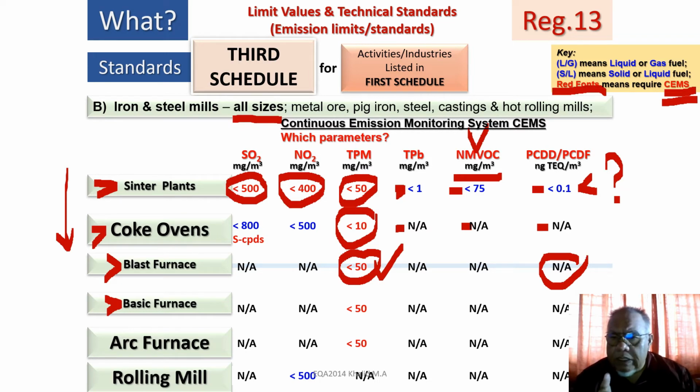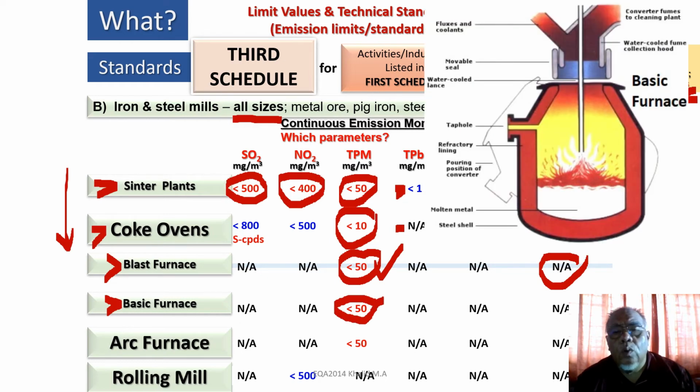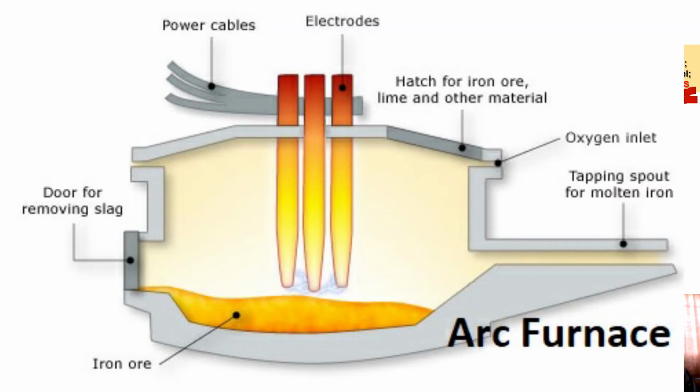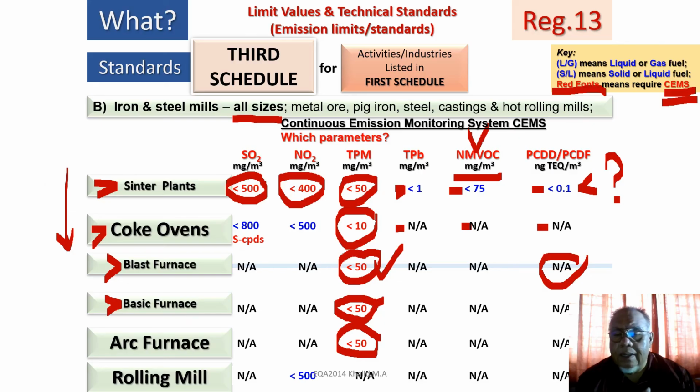And when that is missing and you don't understand what is going on in the factory as far as processes is concerned, it's going to be affecting how you make judgment and how you apply the law. It is quite dangerous in that situation. Now, basic furnace, according to this law, also require only one parameter, which is total particulate matter and CEMS. And arc furnace, only total particulate matter and have to install CEMS.